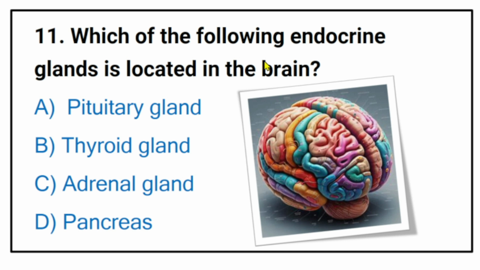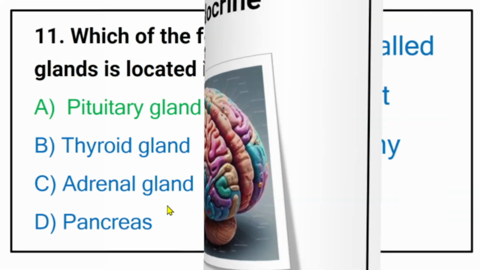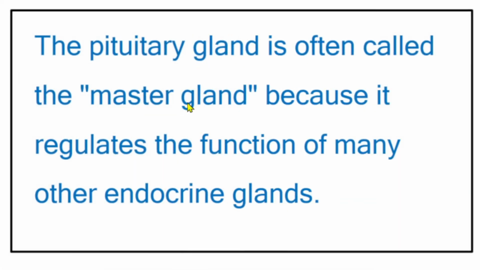Which of the following endocrine glands is located in the brain? Pituitary gland, thyroid gland, adrenal gland, or pancreas. It is an easy question. The correct answer is pituitary gland. The pituitary gland is located in the brain and is often called the master gland. It is a debatable topic because some people say the hypothalamus is the master gland, but some say the pituitary gland is the master gland because most of the hormones are produced from the pituitary gland.